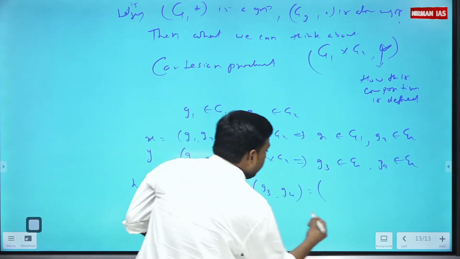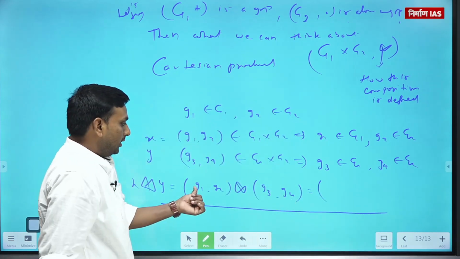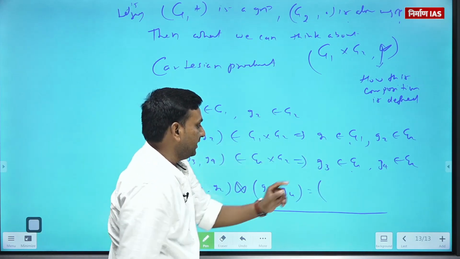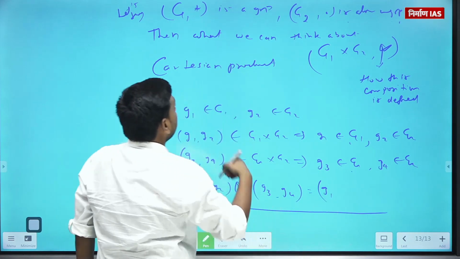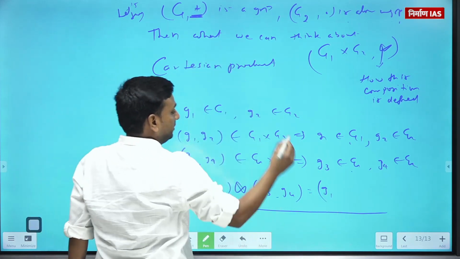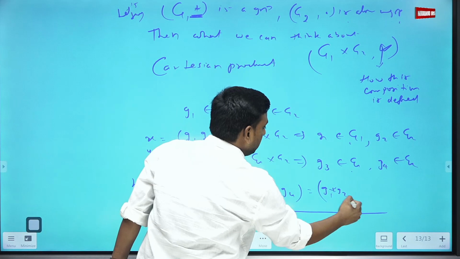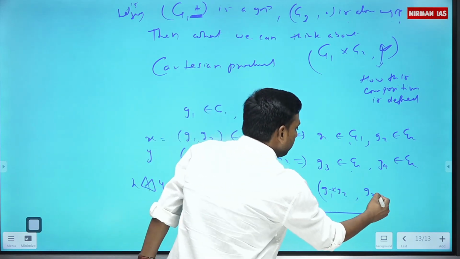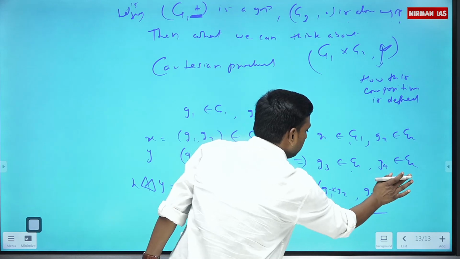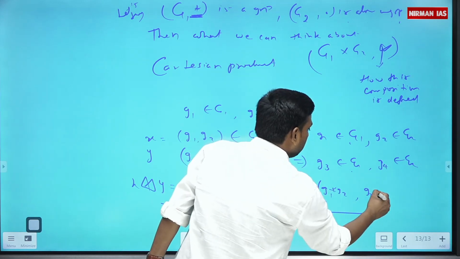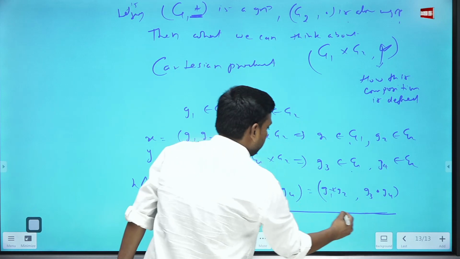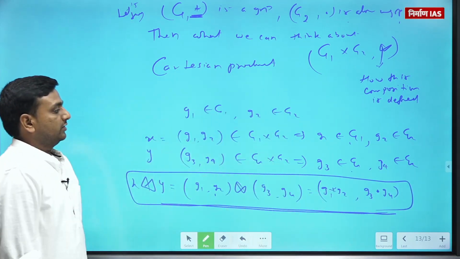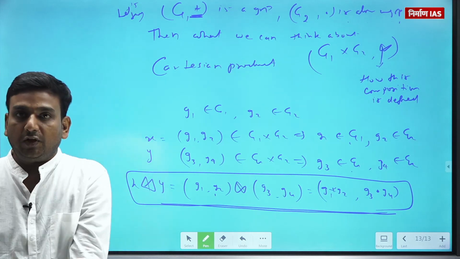Please make it a point here. Elements of capital G1 will be composed separately, so G1's composition is star, whereas elements of capital G2 will be composed by their respective composition. This is the crucial point here for you guys.